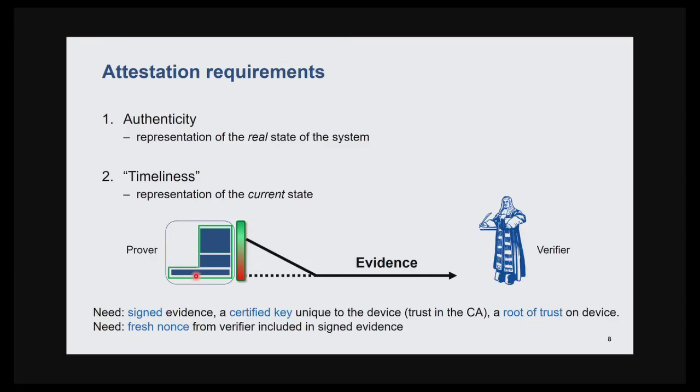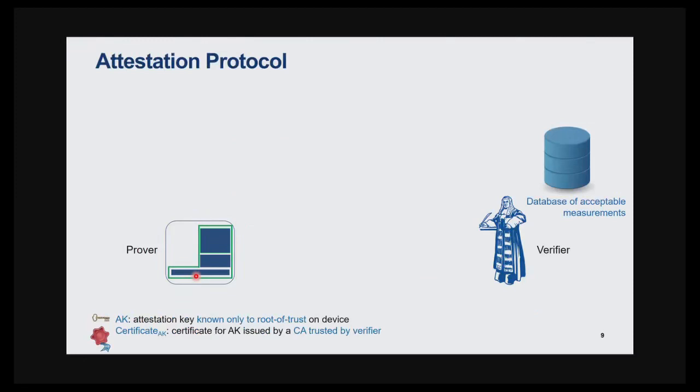This is not always necessary. As you will see in our attack, that's not an essential property of the protocol. But whenever you need this kind of timeliness guarantee, essentially you do this by having a nonce included in the challenge that the verifier sends to the prover, and having the prover include that challenge in the response that they send back. So an attestation protocol works in the following way.